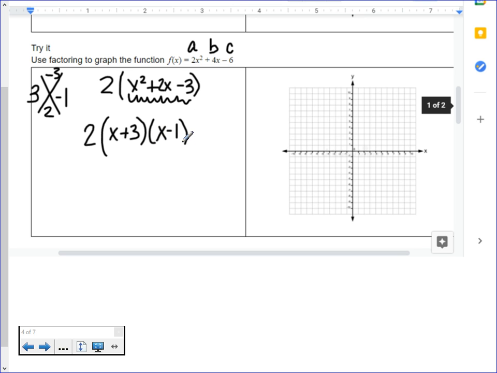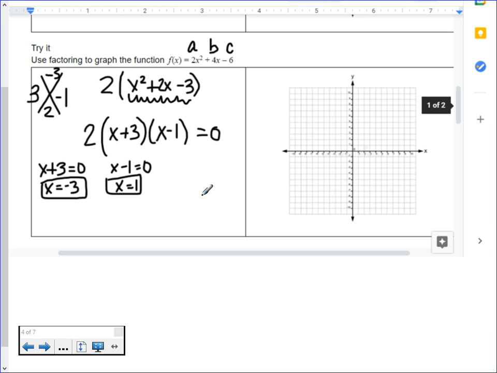You're allowed to set those equal to 0. The only time this front number matters, or your greatest common factor matters, is if there's an x in it. Since 2 does not have an x there, you don't have to set it equal to 0. What you can do is set x plus 3 equal to 0 and solve, which would be x equals -3. That's one of your x-intercepts. Then you have x minus 1 as your other factor. You set that equal to 0, which gives you x equals 1. So that's your other x-intercept.